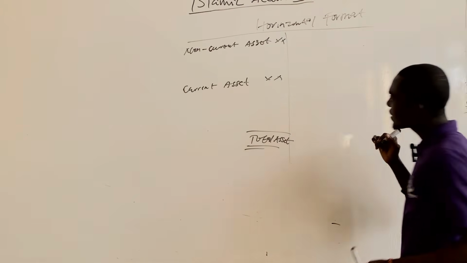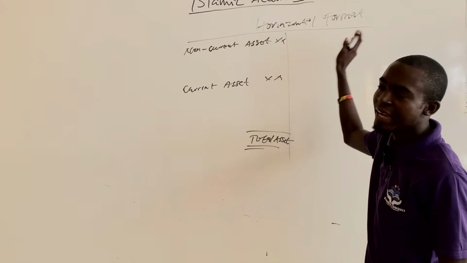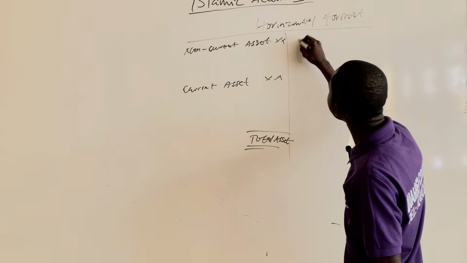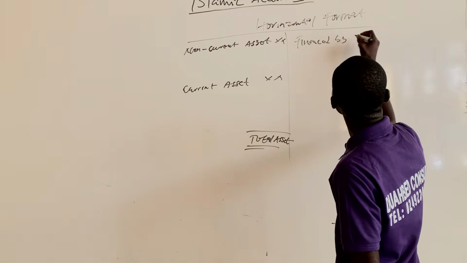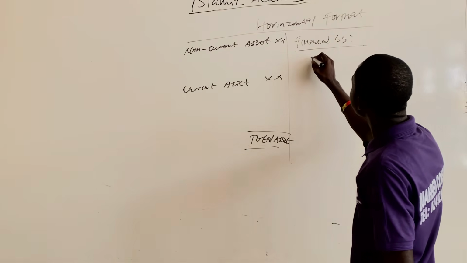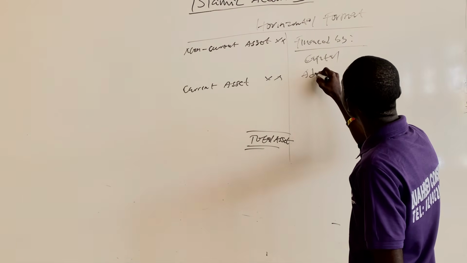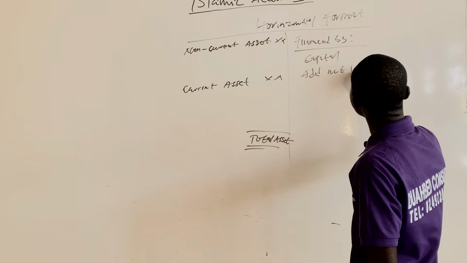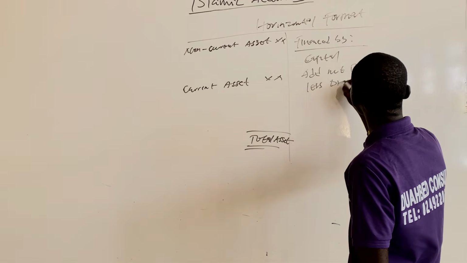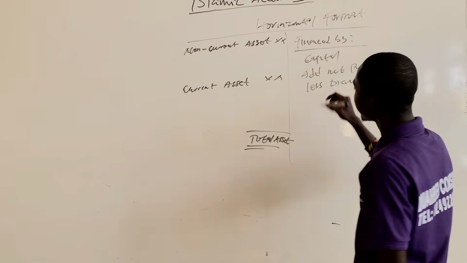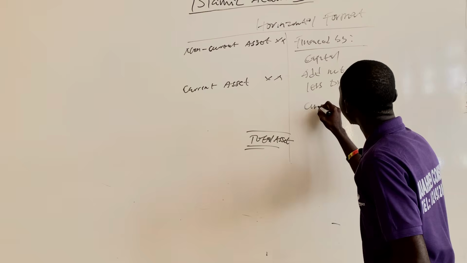And then on the credit side, we have the stated capital aspect, that's the financed by aspect. So financed by, you have your capital, you add net profit, and you less drawings.